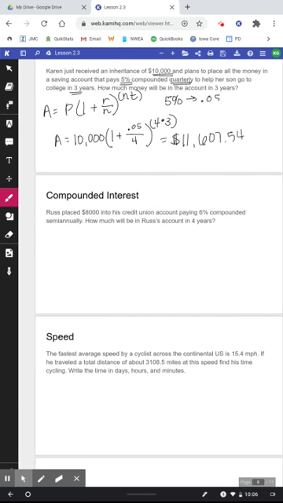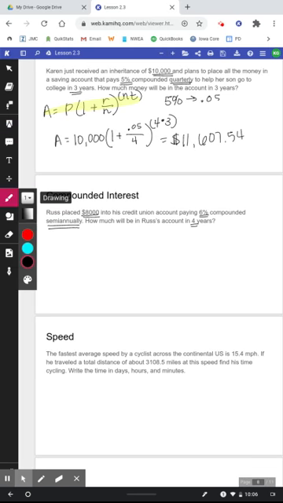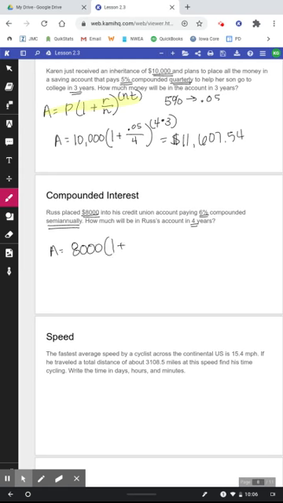Russ placed $8,000 into his credit union at 6% semi-annually. How much in his account in 4 years? So I'm using the same formula from up above, this one right here. So I start with my account equals 8,000, 1 plus 6% as a decimal is 0.06. Then I need n twice, and that's my compounded. For my notes, semi-annually is 2 times per year. And 4 years for my time.